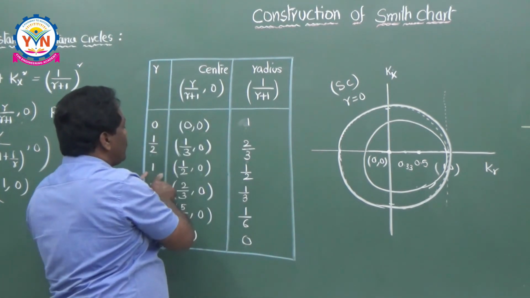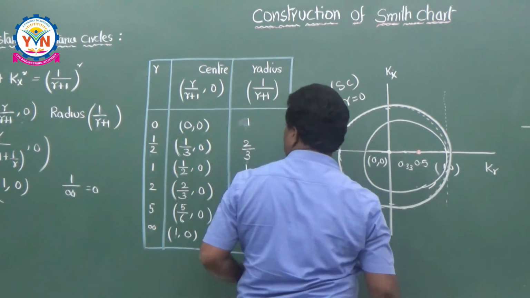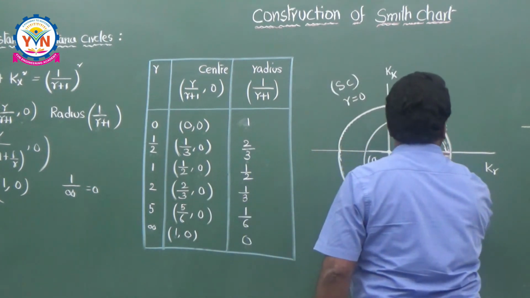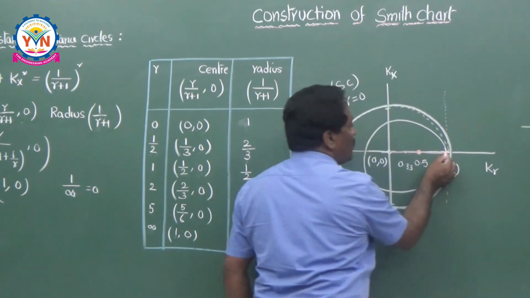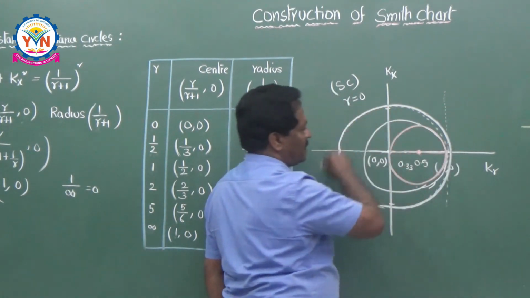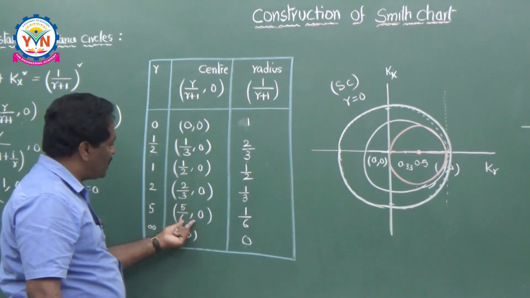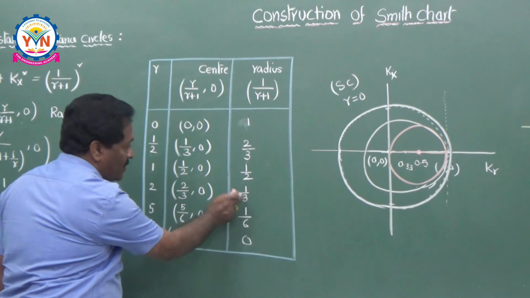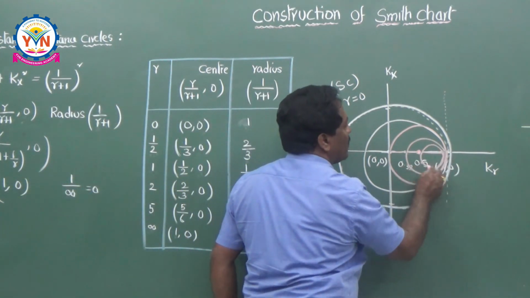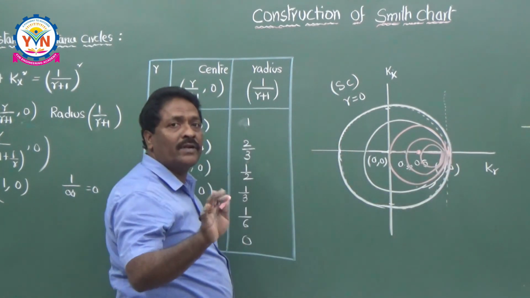The next one is r is equal to 1, which means 0.5. This is the center of the circle, 0.5 and 0, and this is its radius. So this is the third case. Similarly, you can go for these cases, and the radius goes on decreasing like this. But remember, all these circles are meeting at the common point here, which is 1, 0.